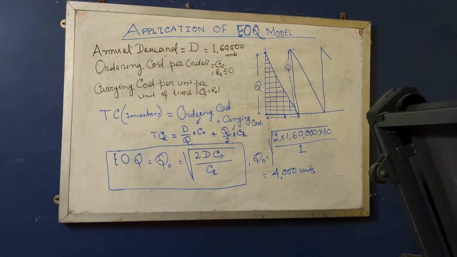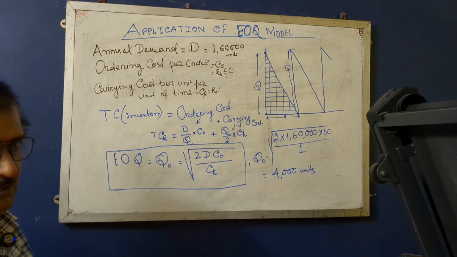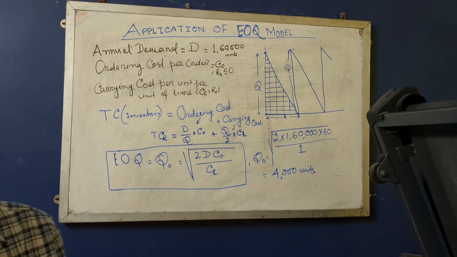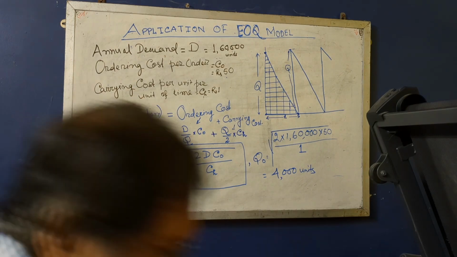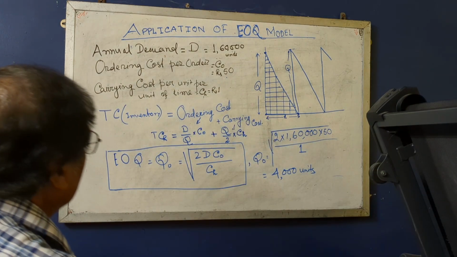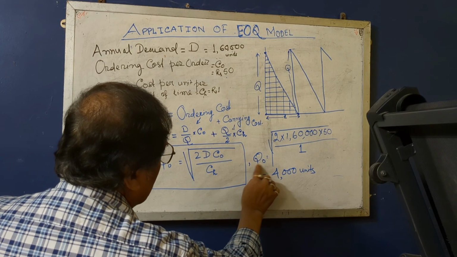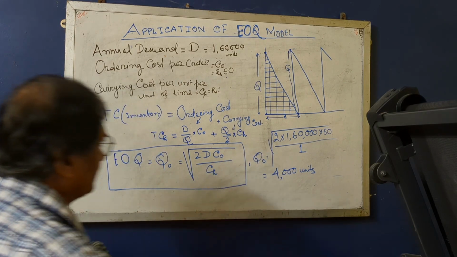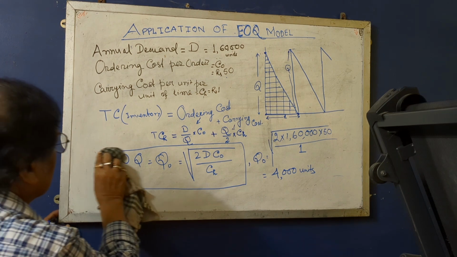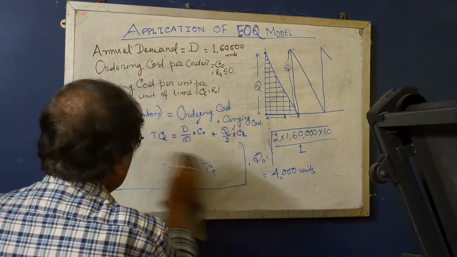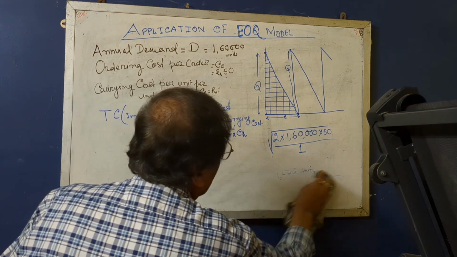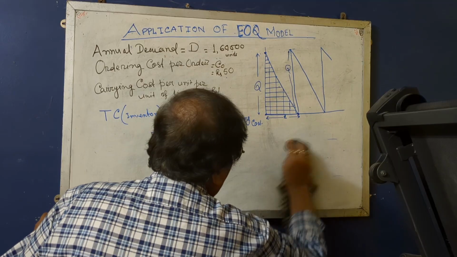Three things you have to calculate. That is also a part of this question, which I have not written, but I am just telling you. I have to use this space, that's why I am erasing it. Then what is the optimum or best ordering quantity? That is 4,000 units. So just note it down: 4,000 units is the economic order quantity.